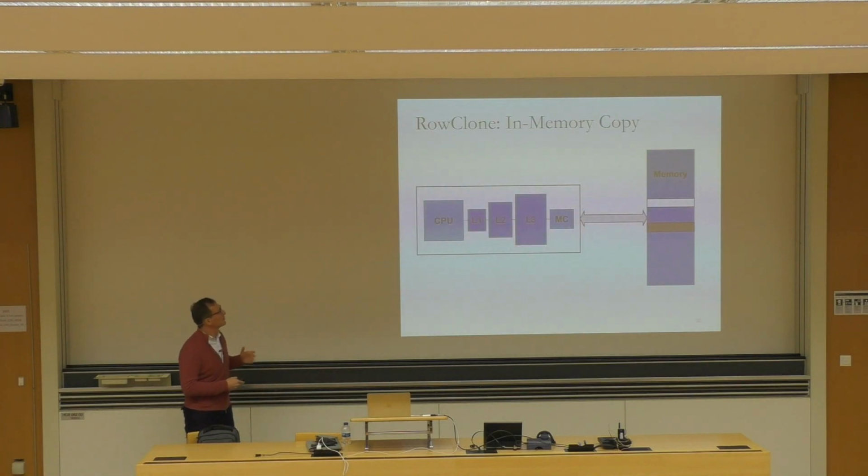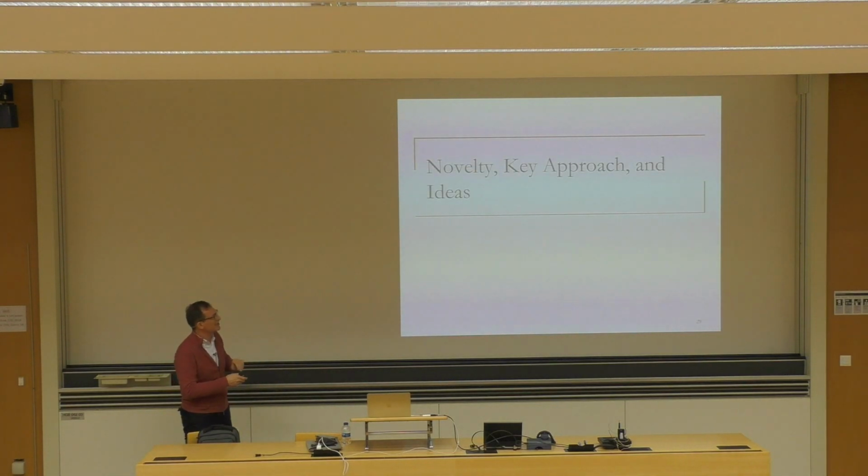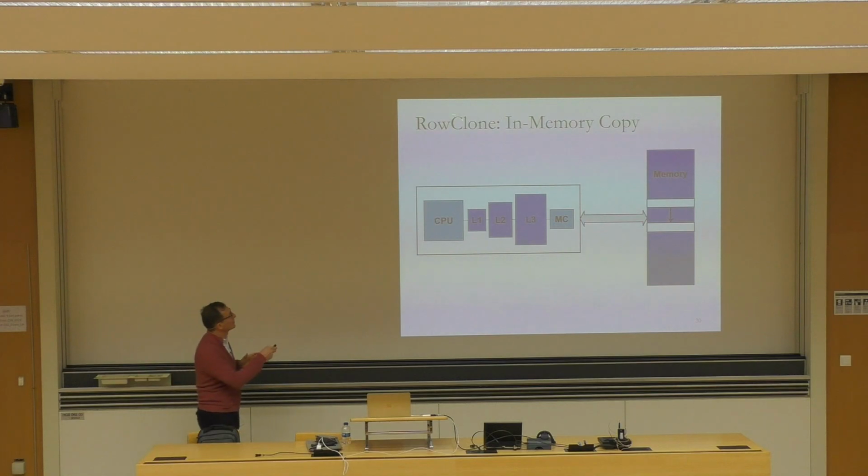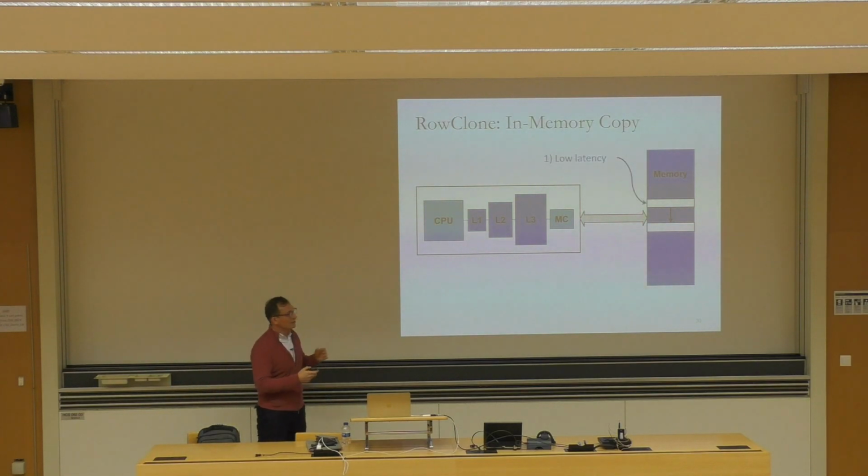Now, what does the paper propose? Basically, this is novelty, key approach, and ideas kind of together. So the paper argues for a solution that looks like this. As opposed to going through the processor, the paper enables the memory to do this copy within itself. And that's the idea. It's called RowClone. And let's take a look at the benefits first.